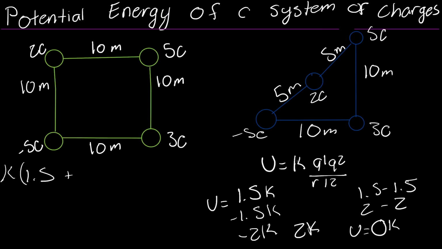Okay, then we get, once again, negative 1.5. Now, negative 5 times 2, that would be negative 10. Over 10, that would be negative 1. And then 2 and 5, that would be 10. Okay. Over 10, that would be 1. Okay. So what we do have here, okay, is 1.5 and negative 1.5, that's 0. And negative 1 and 1, that's also 0.